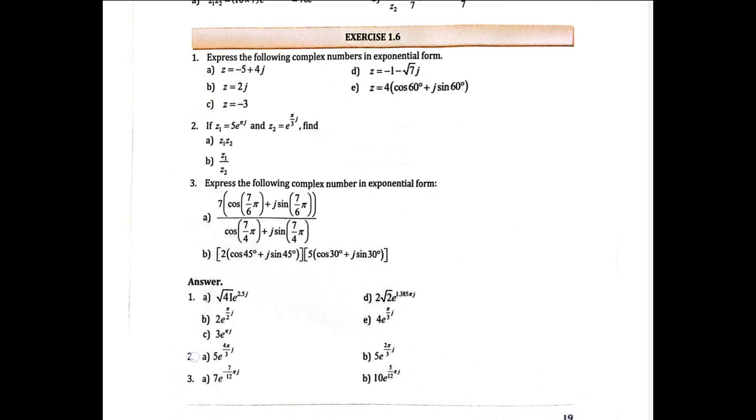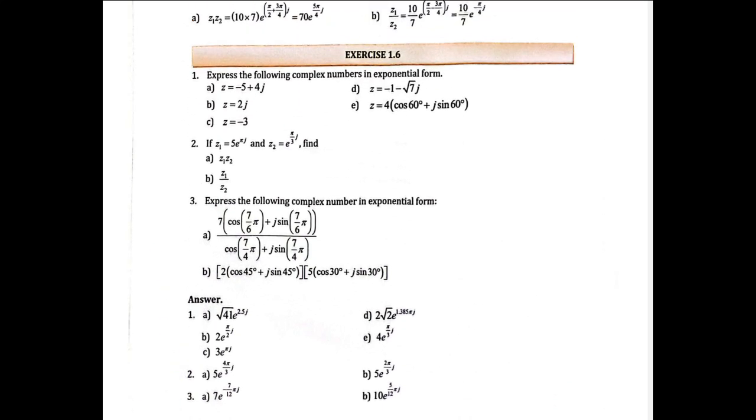Now try exercise 1.6 on your own. You'll express complex numbers in exponential form and also practice multiplication and division. Start with question 1. Convert from polar or a plus bj form to exponential. Then question 2. Test the operations using Euler's formula.